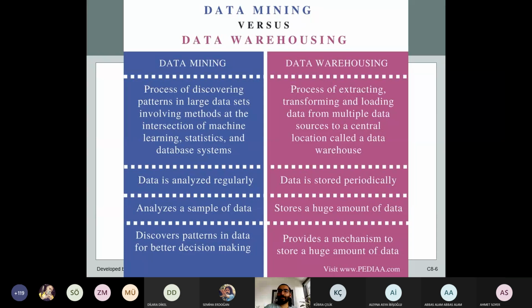But warehousing is just extracting, transforming, and loading data from multiple sources. I mean, warehousing is collecting data from outside and putting it into your databases, right? Store them. But data mining is analyzing them and discovering patterns to support your decision making. It's very important. Data mining is maybe more important than warehousing, right?